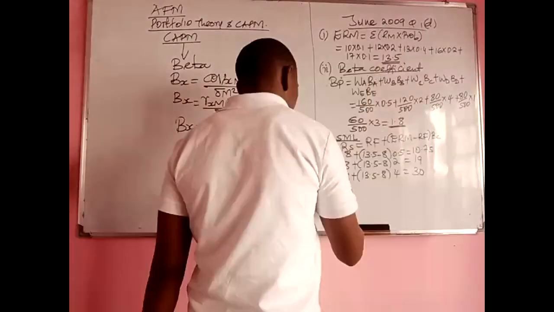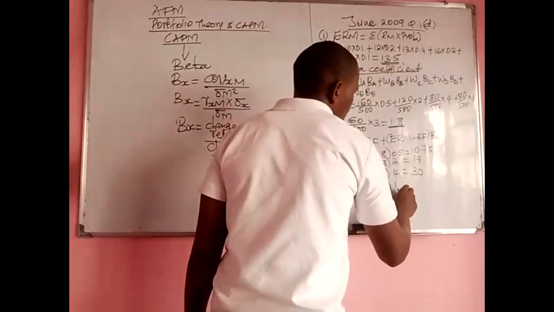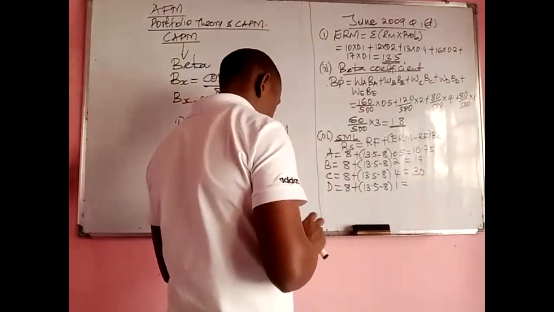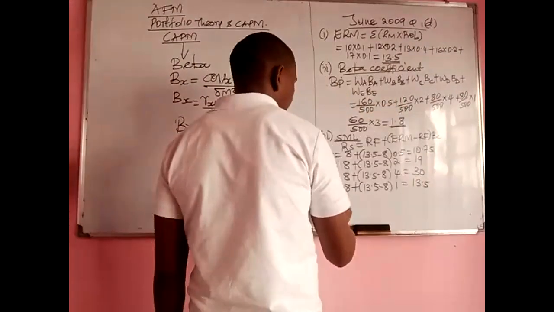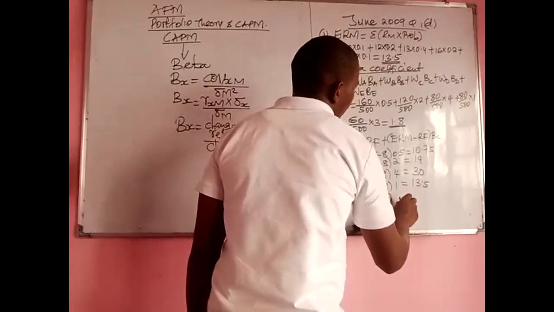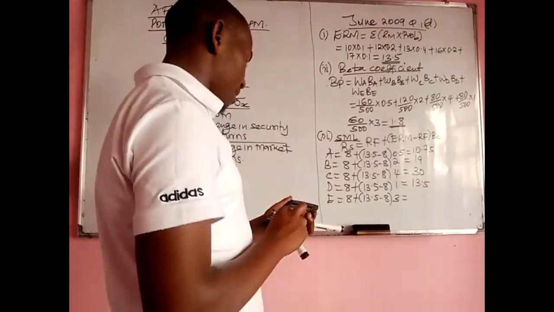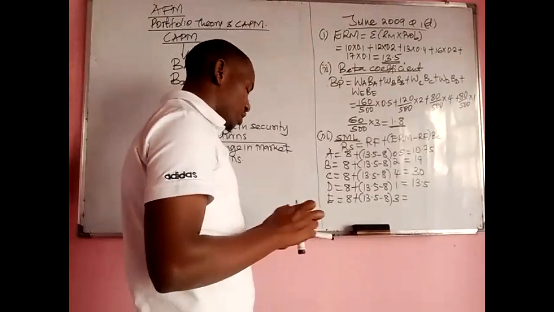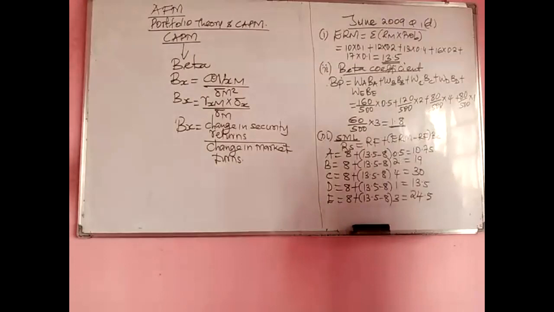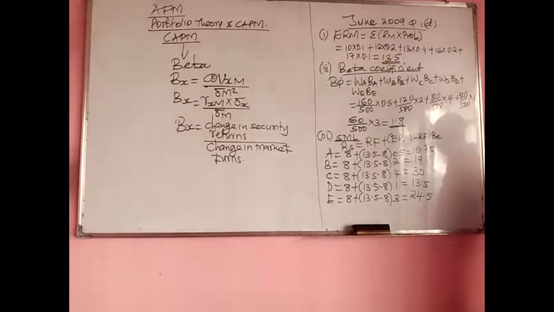Then D is also 8 plus 13.5 minus 8, multiply by the beta, which is 1. And this one will give you how much? 13.5 minus 8 plus 8, this is 13.5. And then the last one is 8 plus 13.5 minus 8 multiplied by the beta. Beta is 3. So in this case, it's 13.5 minus 8 multiplied by 3, plus the 8, which in this case is 24.5. And therefore, that is what we call the estimated equation for the security market line.